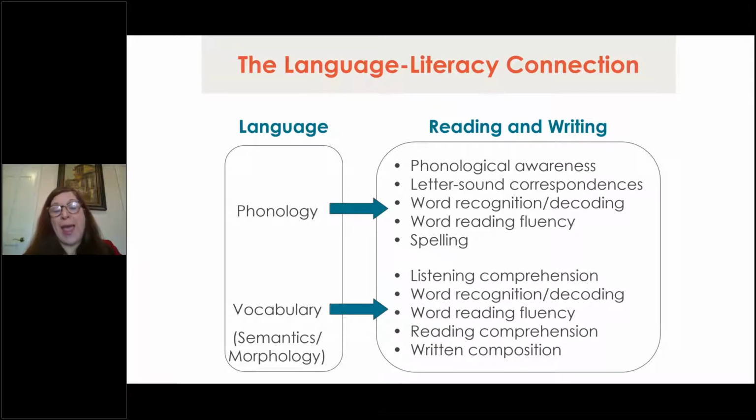We also know vocabulary, and a fancy word as we think about the components of language would be semantics, words and word meanings, and morphology, knowing those word parts to help build and know more words. And that extensive vocabulary really does help a student's listening comprehension, reading comprehension, their decoding, their fluency, and this eventually leads them to the highest form of language, which would be written composition. So this is how vocabulary, specifically semantics and morphology, contribute to reading and writing.